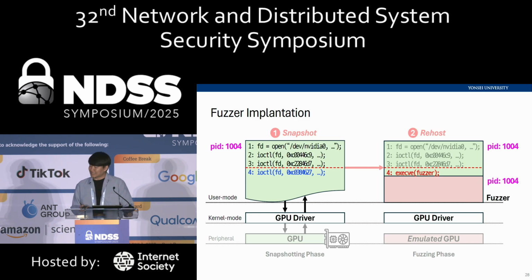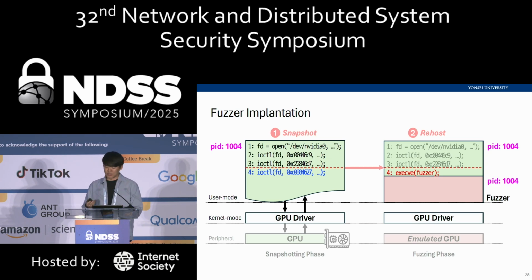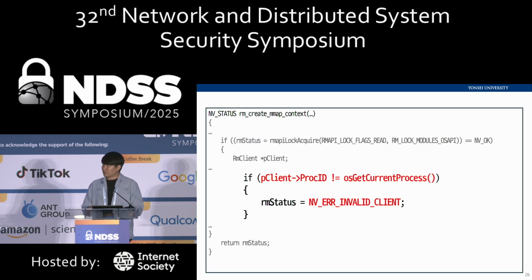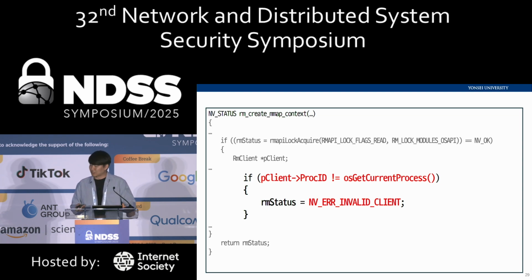Now the GPU process is executed into the fuzzer, and the fuzzer can keep the same PID as the previous workload. Using this Ex-Vivo approach is quite important because what we observed was that most GPU drivers contain process ID checks. For example, this is observed from the NVIDIA driver, and this PID check is called during mmap in NVIDIA GPU's driver.